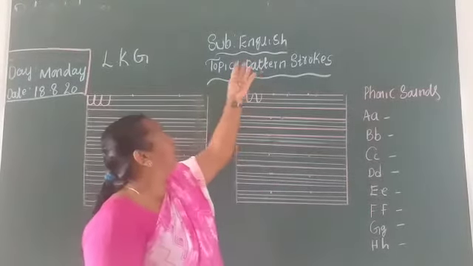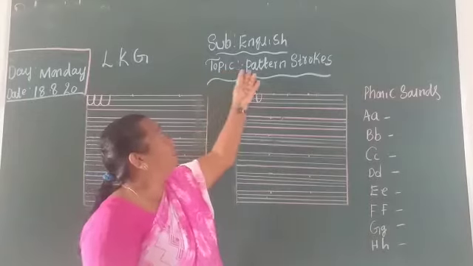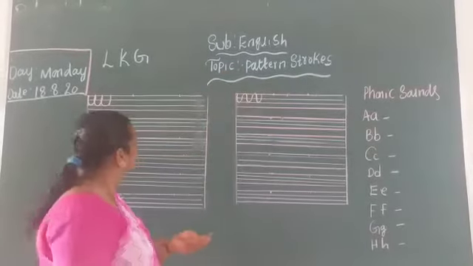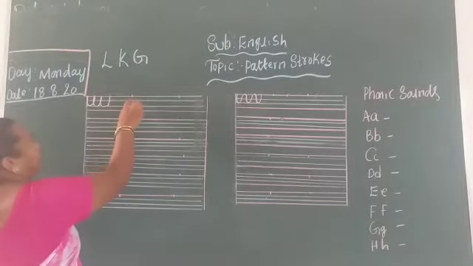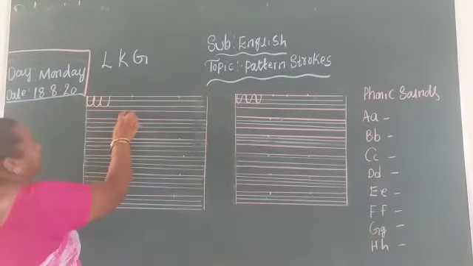Today's subject is English. I am going to teach you the topic pattern strokes. Look at the picture. Look at the board, children. How to write? See here. This is a red line, two blue lines, and this is a red line. Okay, you have to write this one.